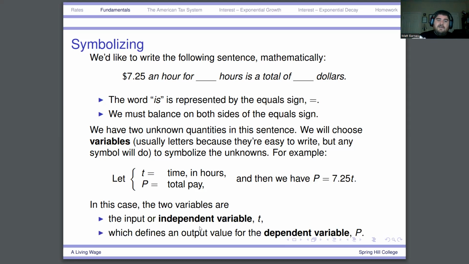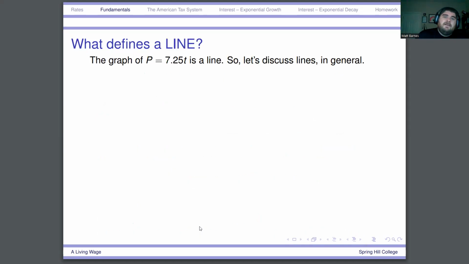And so the idea here is one is the thing we're inputting, one is the thing we're getting out of our equation. So we're inputting the number of hours we worked, and then this equation is telling us how much pay we get. And the pay we get depends on the number of hours we work, hence dependent variable and independent variable.